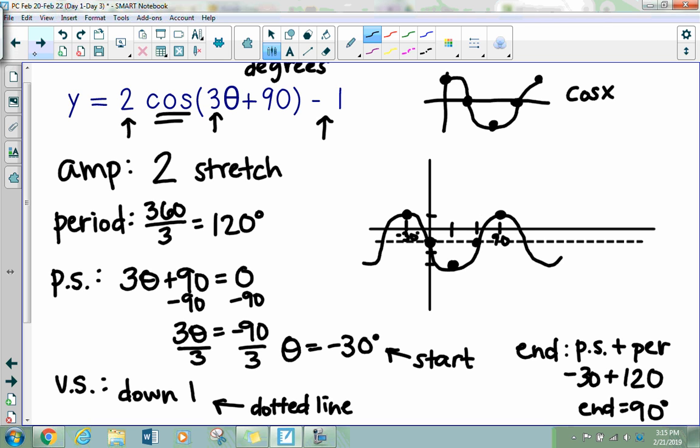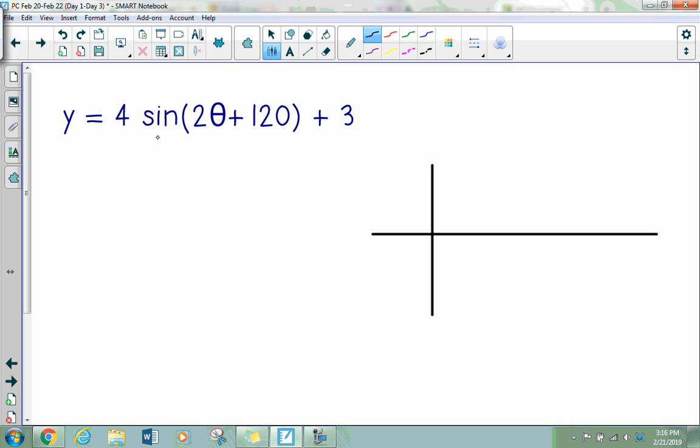To show you another example, this one's going to be a sine function. So in this case, the parent function that we're going to keep in mind is the one that starts at 0, goes up to 1, comes back to 0, goes down to -1, and comes back to 0 to end. This is the parent function for sine. And so we're going to start by looking at our characteristics.